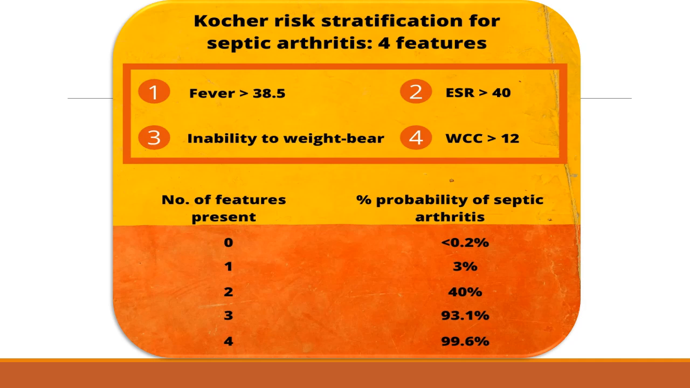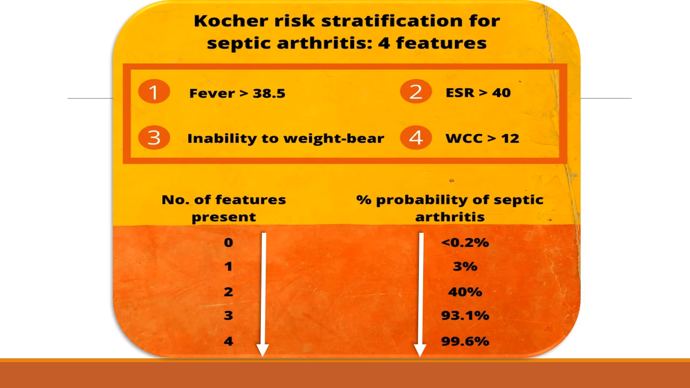Now, as you see, if the number of these features increases, the probability of having septic arthritis will increase. So if you have only 1 of these Kocher criteria, the probability of having septic arthritis is 3%. But if you have all 4, the probability will increase up to 99.6%. Now, what is the cut point to diagnose septic arthritis? If we have only 2 criteria of the Kocher criteria, the probability of having a septic arthritis is around 40%.